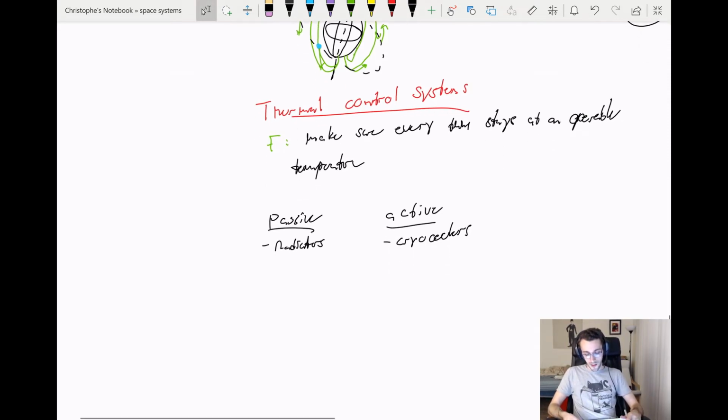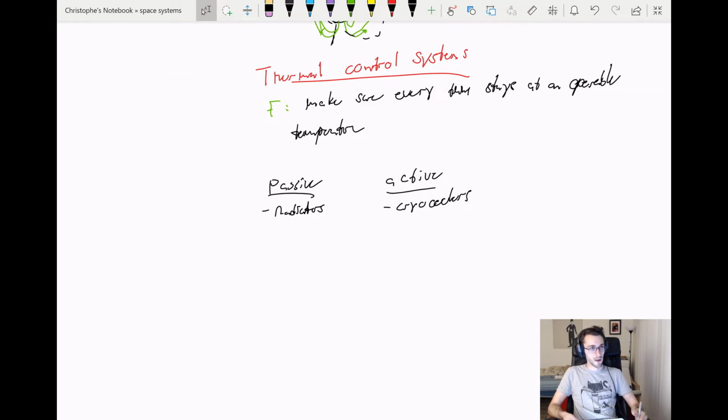So radiators work in a very simple way. They just basically increase the thermal emissivity of your spacecraft. Because remember, I'll give you a crash course of heat transfer. There are three primary methods with which you can conduct heat off of or into a system: conduction, convection, or radiation.